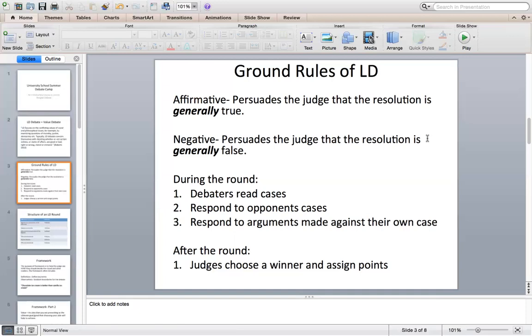I really like to think of a round breaking down into three different parts. Debaters come into a round with prepared cases, so they'll read their affirmative and their negative cases. They also have the burden of responding to their opponent's case because generally, if they don't respond to arguments or the entirety of a case, their opponent will assume that those arguments are conceded. And then they also have to defend their own case. You, as a judge, your job will be to choose a winner and then assign points. We'll talk a little bit about the ballot in a moment.